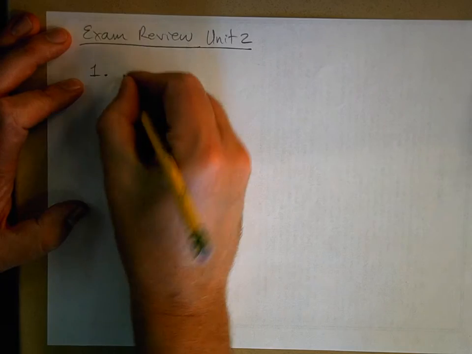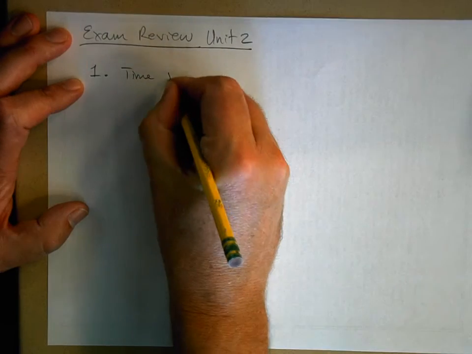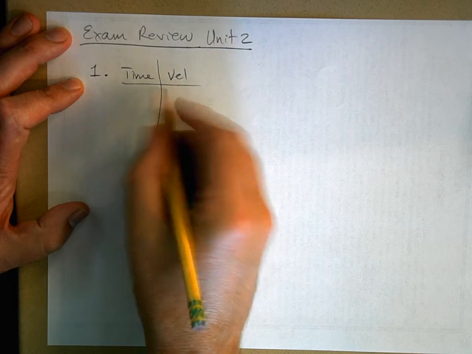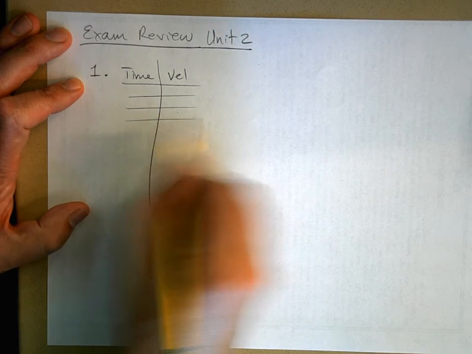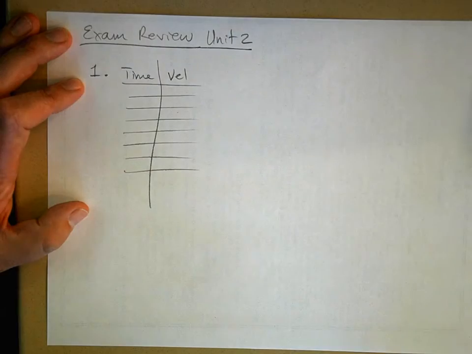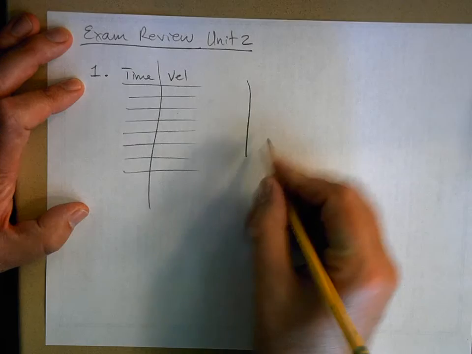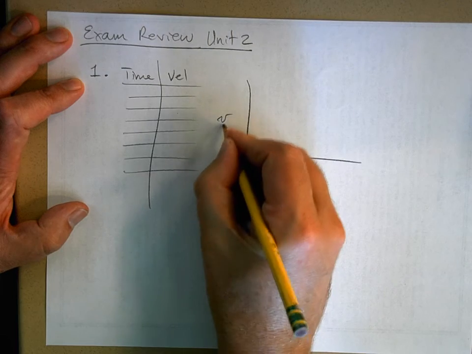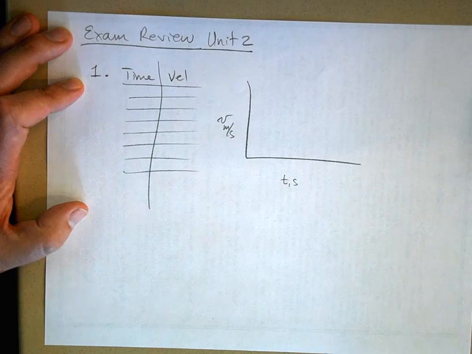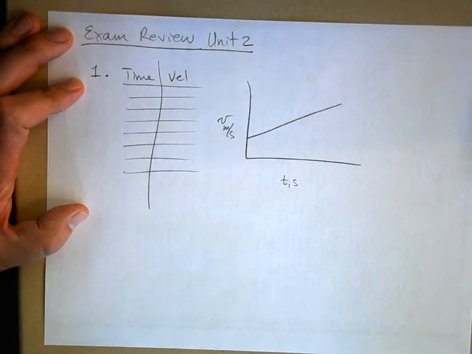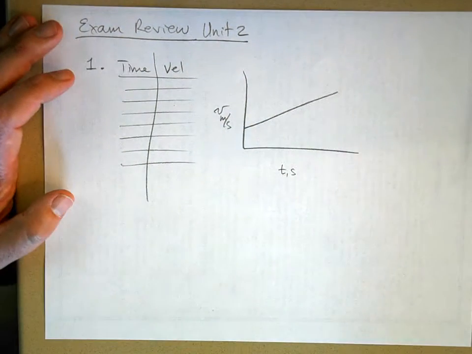So I'm going to give you time and velocity data. And so you'll get a data table like this. And guess what you're going to have to do with that? First thing you're going to have to do is graph it. Make sure you label and increment your graph properly. And then just plot the points. And I promise you they'll make a nice straight line like this.